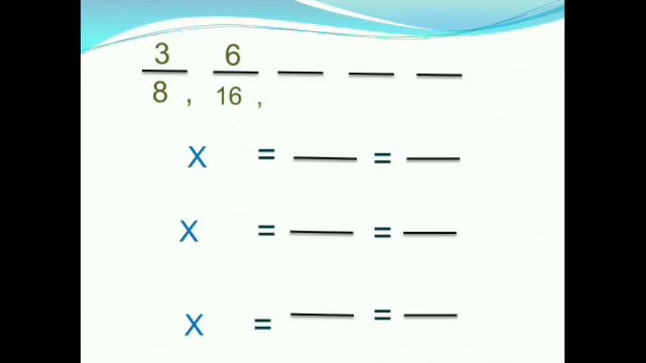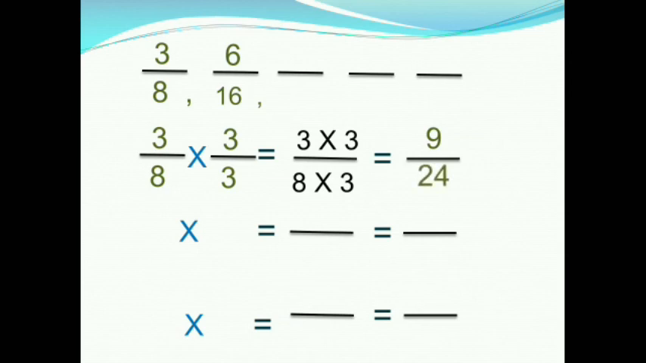Children, see the next question, that is 3 by 8. They have already given the second fraction. Now we should write the third fraction. If we want the next equivalent fraction, we should multiply the numerator and denominator by 3. 3 3s are 9. 8 3s are 24. The next equivalent fraction is 9 by 24.